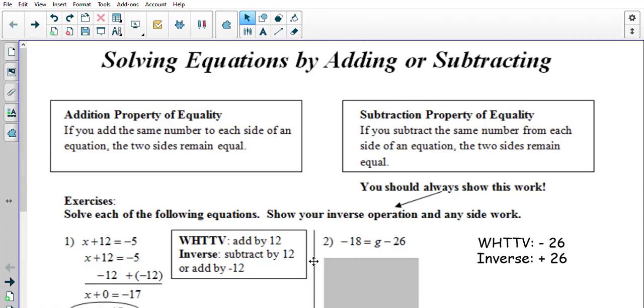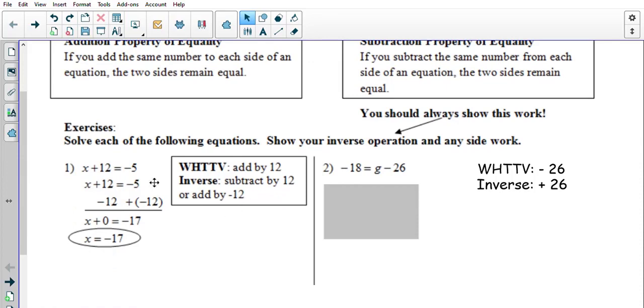Today's video is going to involve solving one-step equations by adding or subtracting. At this point, we've already talked about how we identify inverses for adding and subtracting statements. We've also mentioned the addition and subtraction properties of equality, which basically say that whatever you do to one side of an equation, you also need to do to the other to keep your equation balanced. So we're going to use our inverse operations and the addition and subtraction properties of equality to help us solve one-step equations by adding or subtracting.